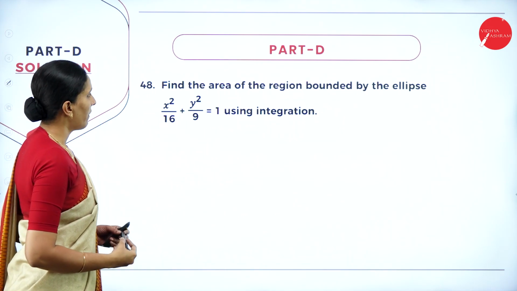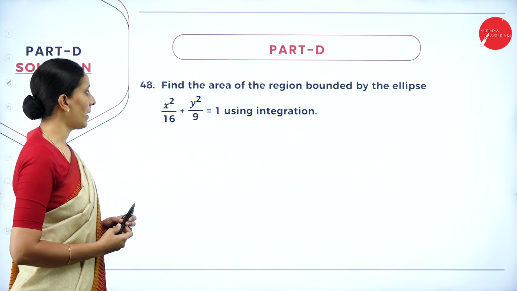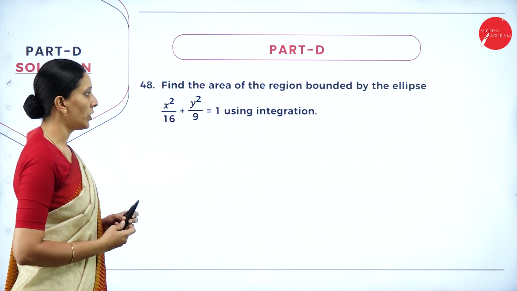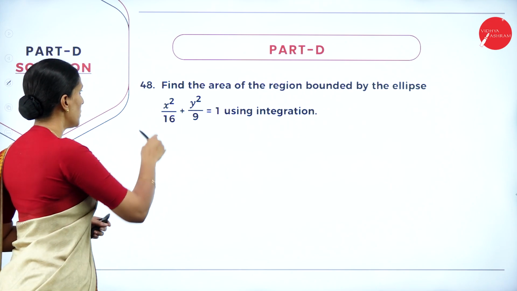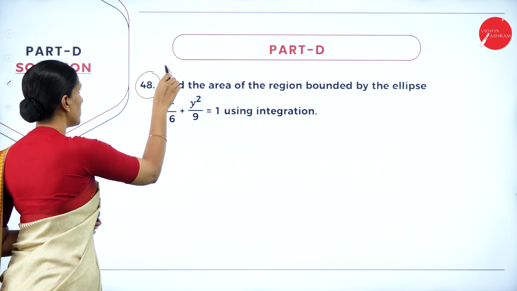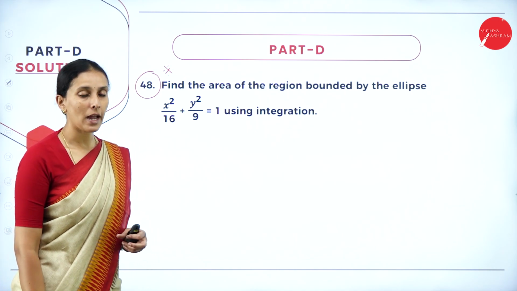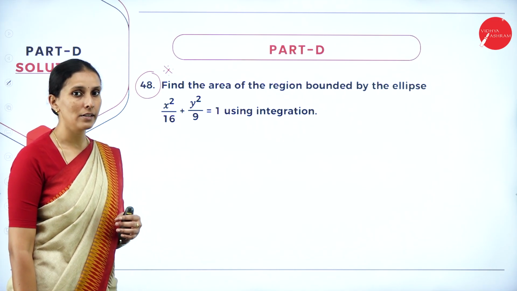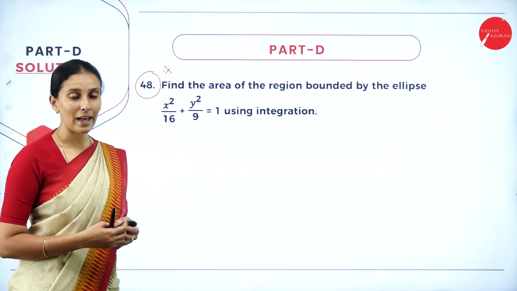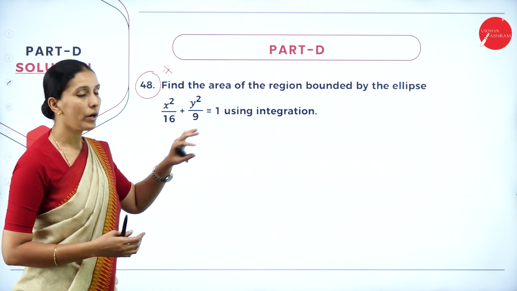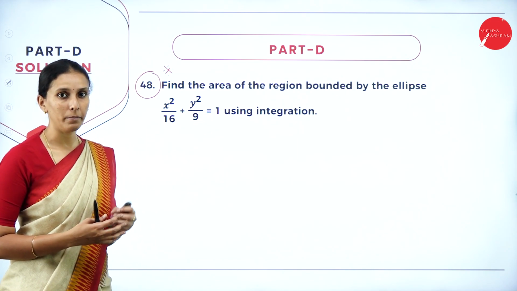Next question. Find the area of the region bounded by the ellipse x square by 16 plus y square by 9 is equal to 1 using integration. So it's a very important question. You can expect this question for your examination. From the chapter Application of Integrals, we have only two important derivations basically for 5 marks. That is the area bounded by the ellipse and the area bounded by the circle.